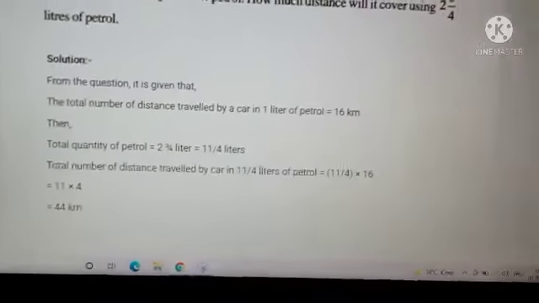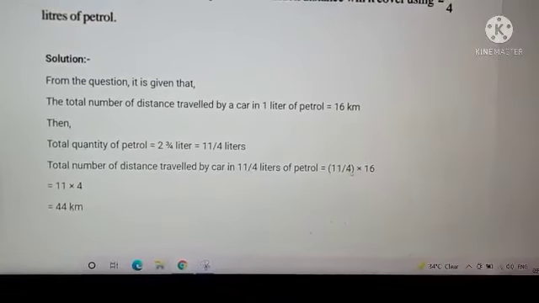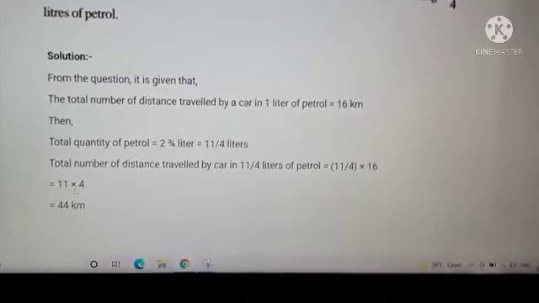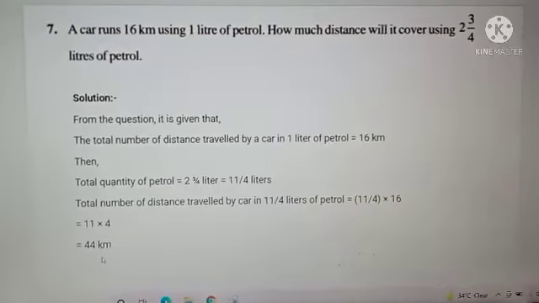4 and 16 we are simplifying here. 11 into 4, 44 km. Hope it is clear.